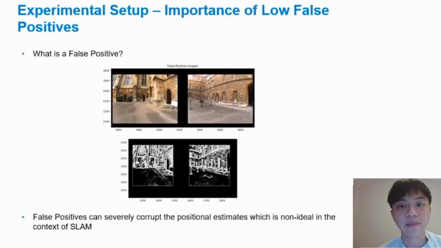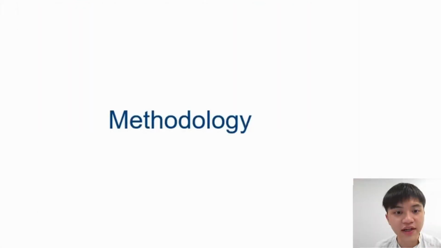Before we move on to the methodology, we have to emphasize the importance of low false positives in loop closure detection. What exactly is a false positive? A false positive occurs when 2 images are determined by the algorithm to be a match, although in reality they are not of the same place. False positives are very bad in the context of SLAM because they severely corrupt the positional estimates. Therefore, one of our main concerns is that we want a low false positive rate in our loop closure detection algorithm. Now let's move on to how we actually solve the loop closure detection problem.